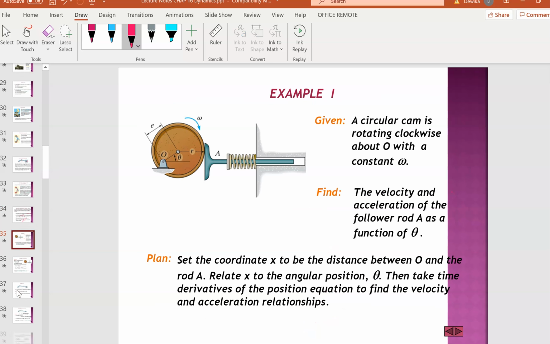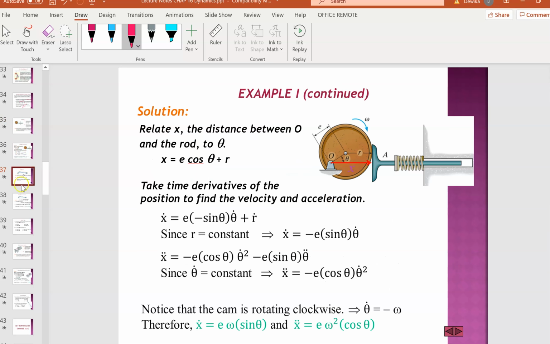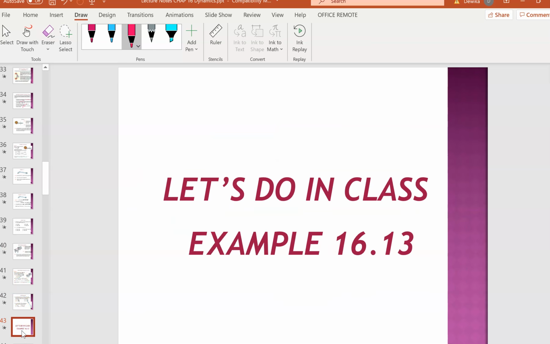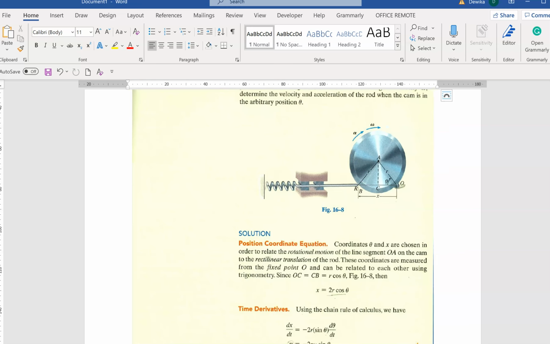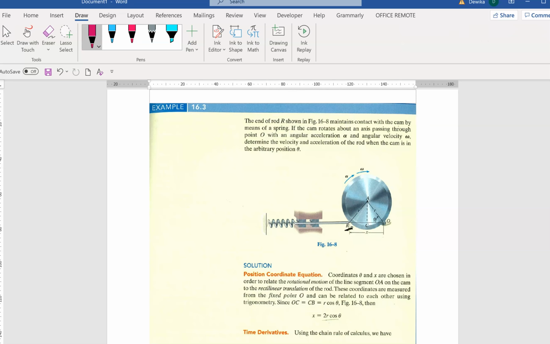I'm going to go through an example from the textbook. You can go through the group example yourself; it's a bit simple and easy to understand. Now this one is a bit challenging, so just pay attention. The end of the rod R maintains contact with the cam by means of a spring. So you have a spring here. If the cam rotates about the axis, where is the axis of this cam? It's very unique. The axis is actually here, O.